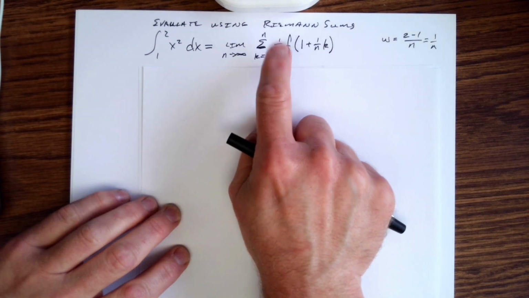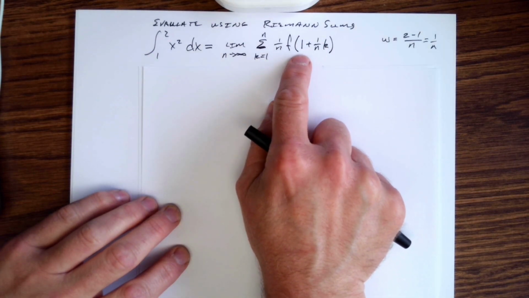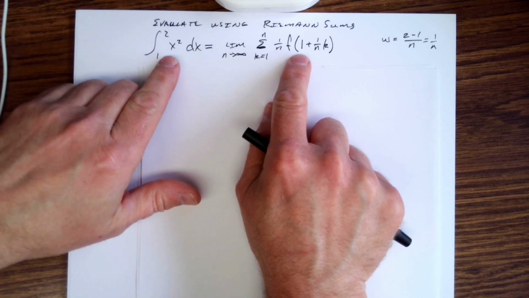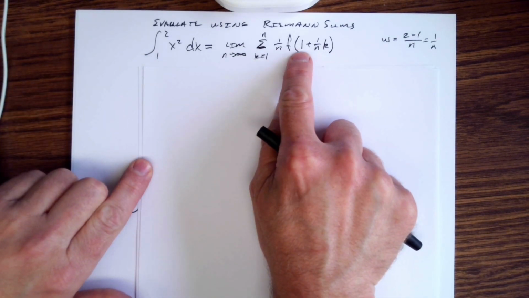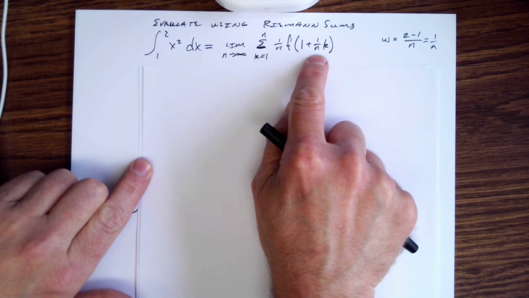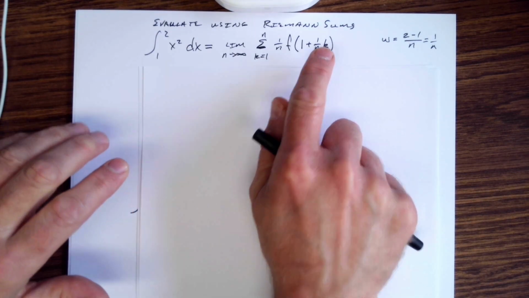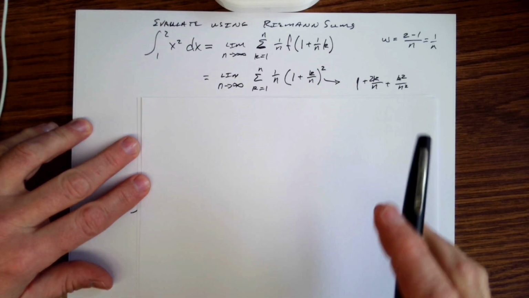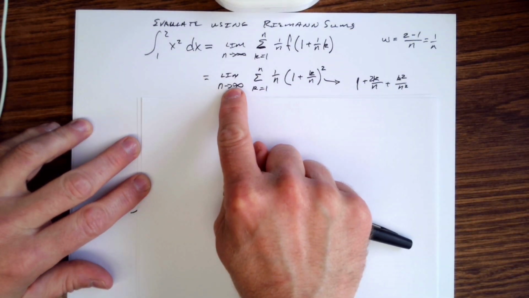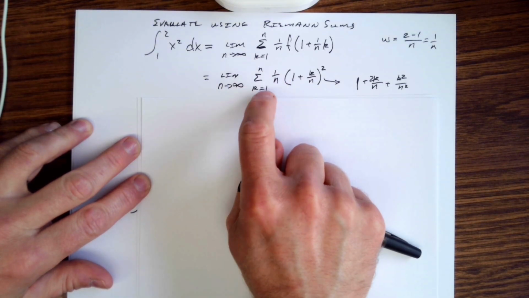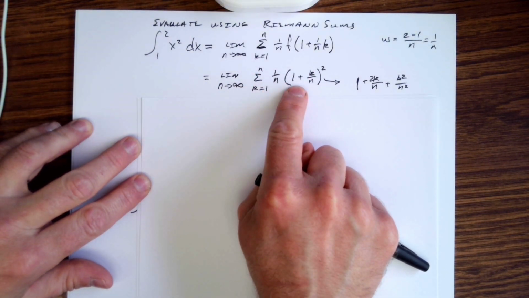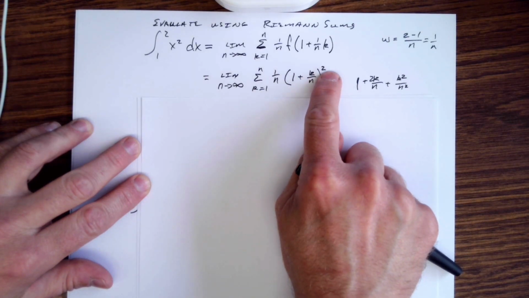So the Riemann sum is the width times the height. The height is f of whatever the function is, and the function in this case is going to be x squared, and I'm using a plus the width times k, where k goes from 1 to n. So that sets up my limit as n goes to infinity of the summation from k equals 1 to n of 1 over n times (1 plus k over n) quantity squared.